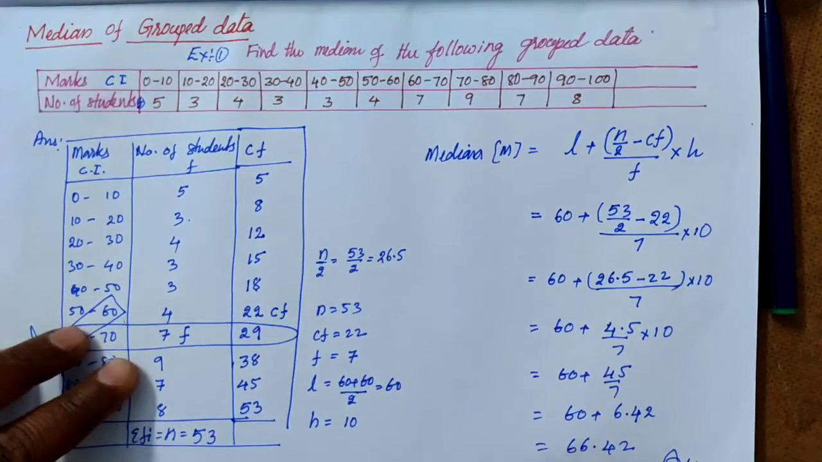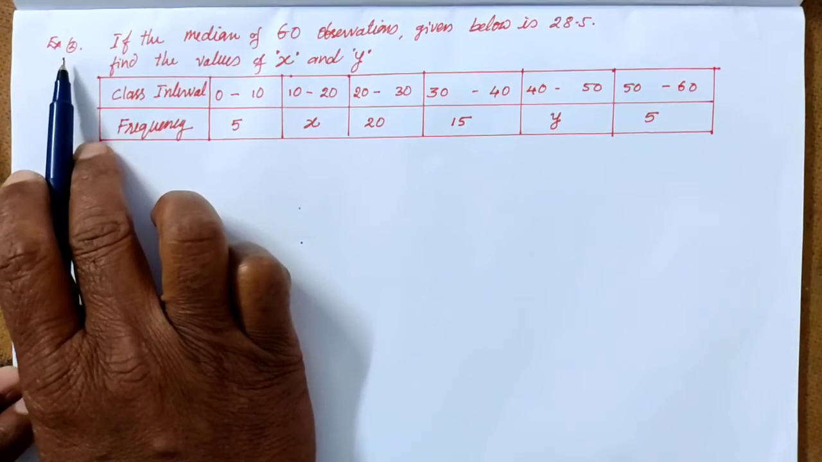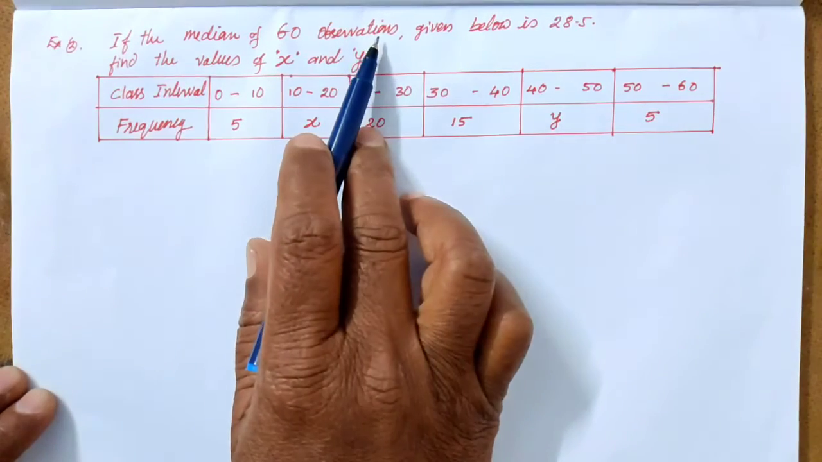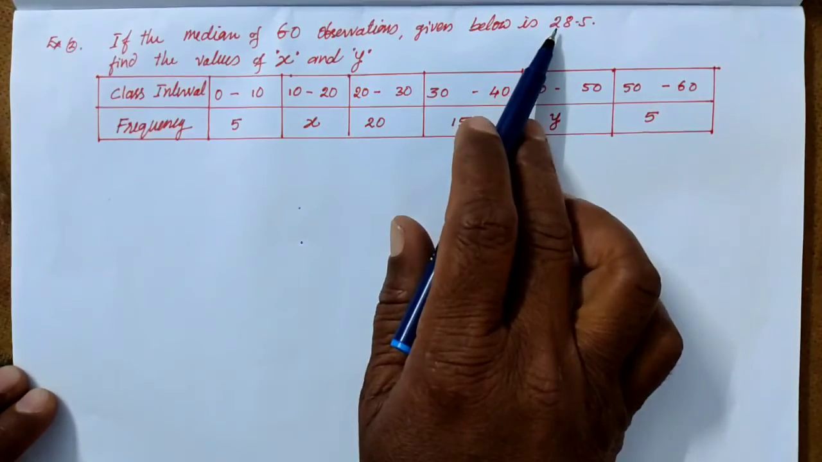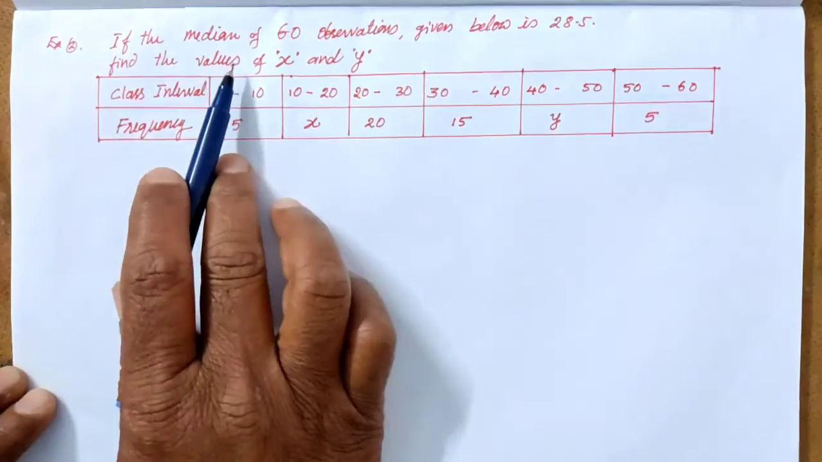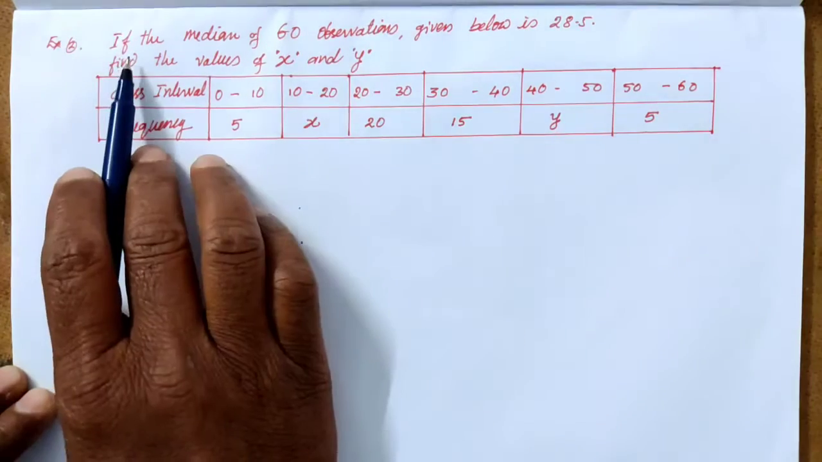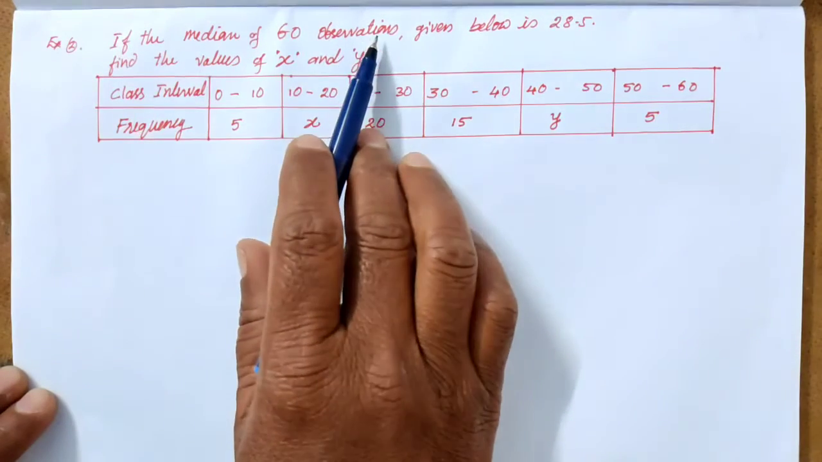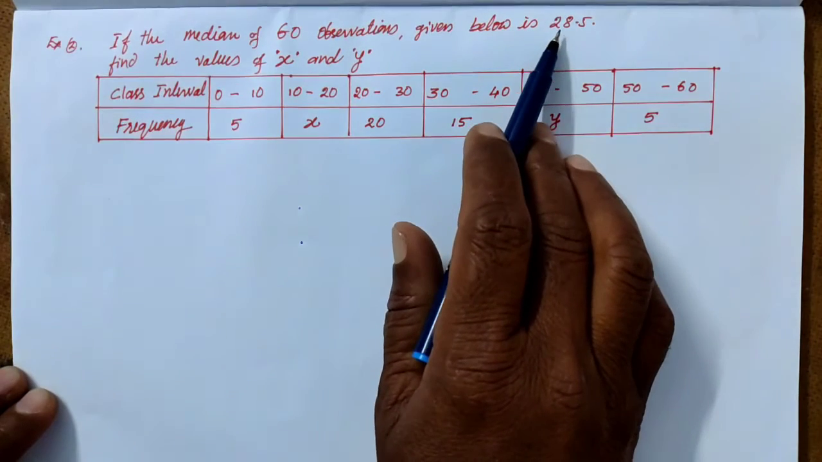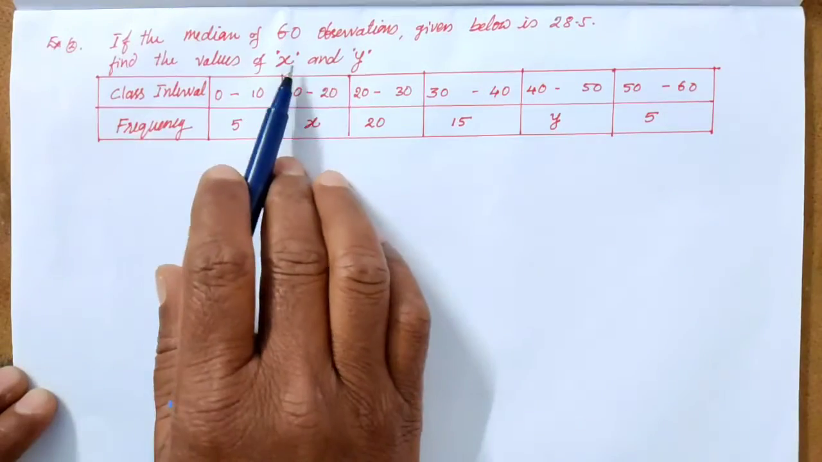Okay, so here see this problem, example 2. If the median of the 60 observations given below is 28.5, find the values of x and y. So the median is 28.5. Find the values of x and y.